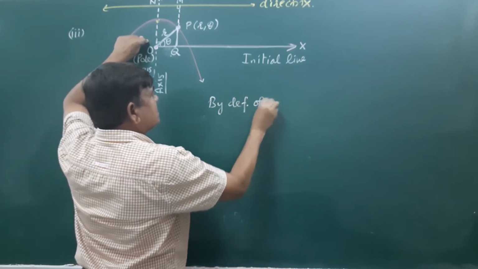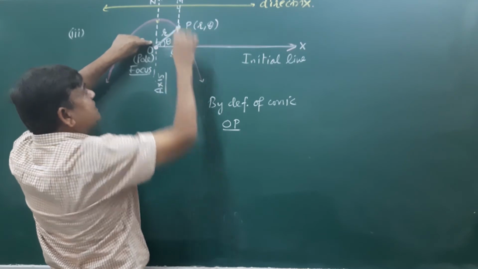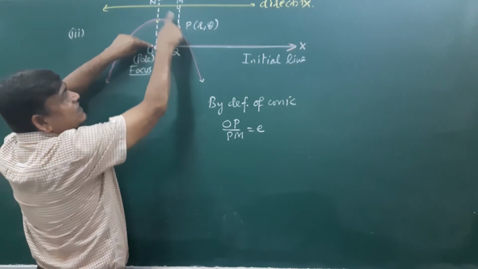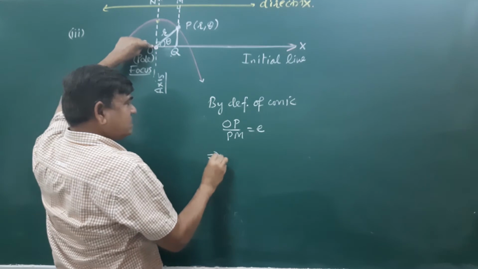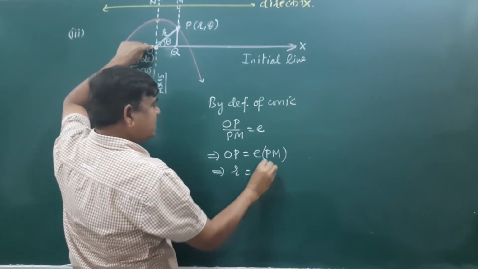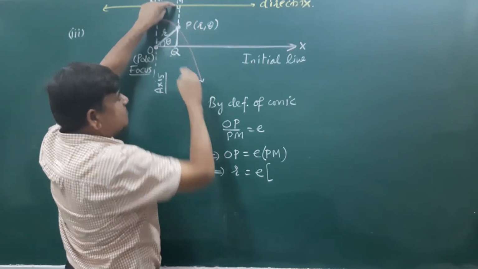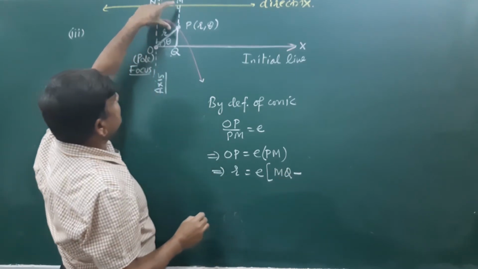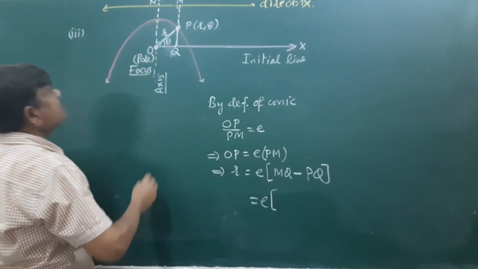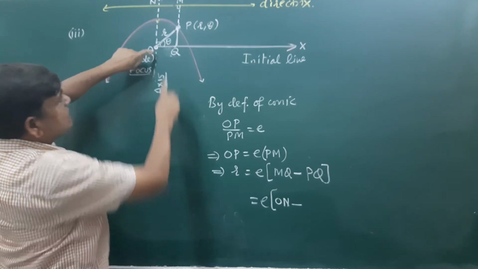By definition of conic what will happen? OP upon PM equals to E. The distance of this point from the focus and the distance of this point from the directrix. OP equals to E times PM. OP means R, E, PM. This distance. This is M cube minus P cube. E times M cube. M cube is equal to ON minus P cube.